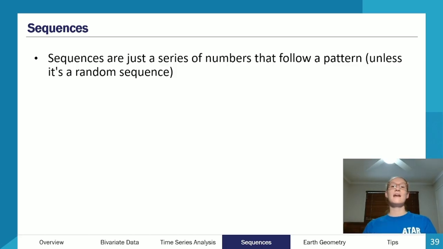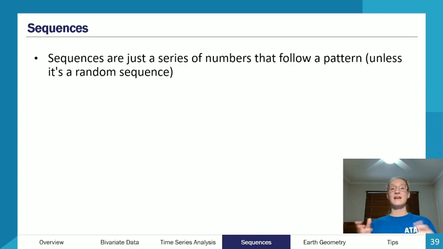So sequences, we have our two types. Does anybody remember what our two types of sequences are? Hopefully you thought of something along the lines of arithmetic and geometric sequences. Sequences are a series of numbers that follow a pattern, unless it's a random sequence, which is kind of given away in the name. But when we're talking about sequences, we're talking about a series of numbers that follow a pattern.